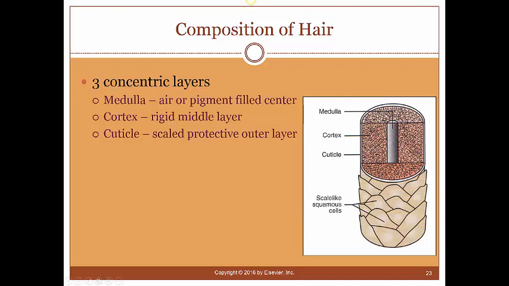Next, we have the rigid layer in the middle, which is known as the cortex, and the cortex is densely packed epithelial cells, and it's packed tight enough to give rigidity to the hair and makes it stand up and makes it have a certain way that it acts in the environment. And then on the outside you have the squamous epithelial cells, which will be the cuticle layer right there, and they overlay each other in a scale-like fashion. And so they protect the cortex and the medulla down below.